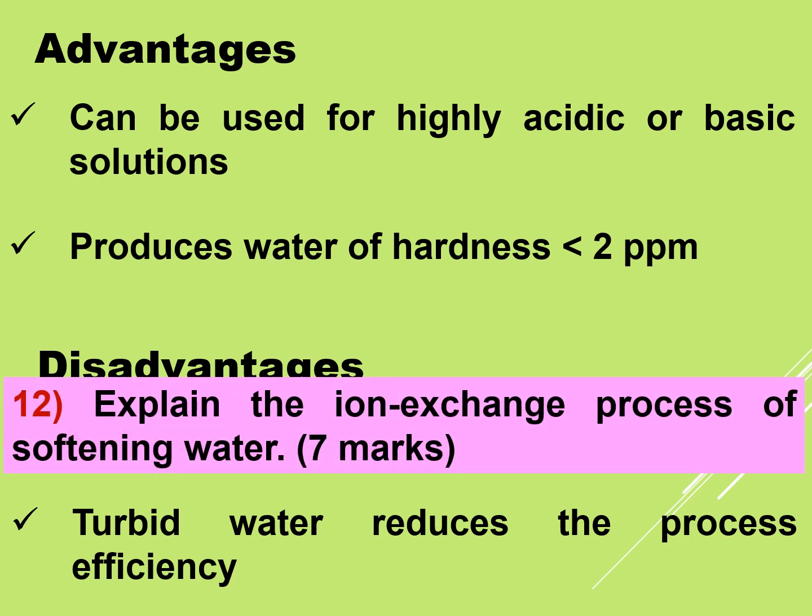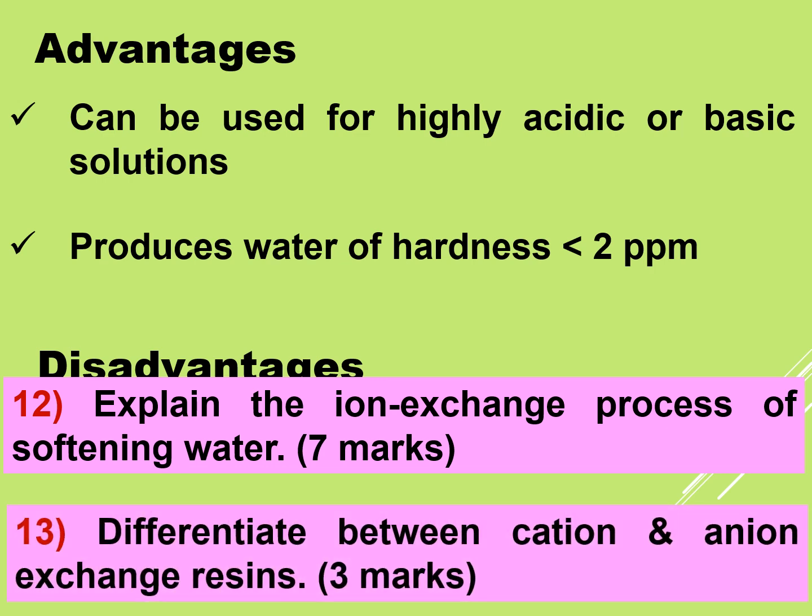So this question, explain the ion exchange process of softening water. This is a repeatedly asked question for the university exam. Differentiate between cation and anion exchange resins. This is also another probable question for the university exam.